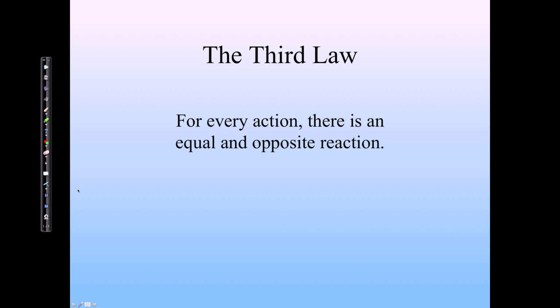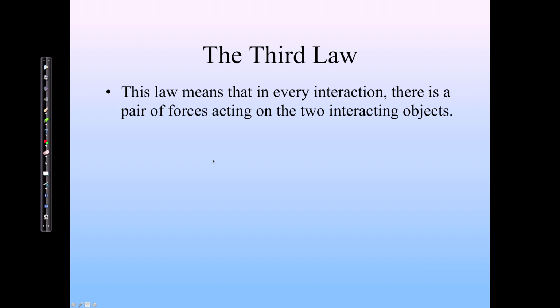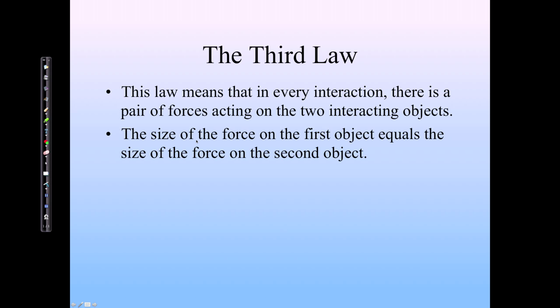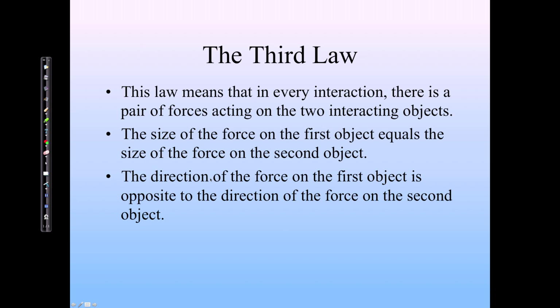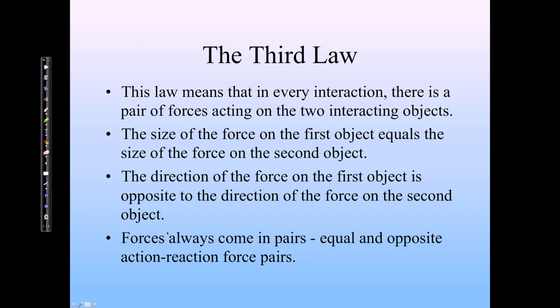The last of Newton's laws of motion is Newton's third law, which says that for every action there's an equal and opposite reaction. That means that every time two objects interact, there's a pair of forces acting on the two objects. Now, the size of the force on the first object is equal to the size of the force on the second object. And the direction of the force on the first object is opposite to the direction of the force on the second object. These forces always come in pairs. They're equal in magnitude and opposite in direction, action-reaction force pairs.